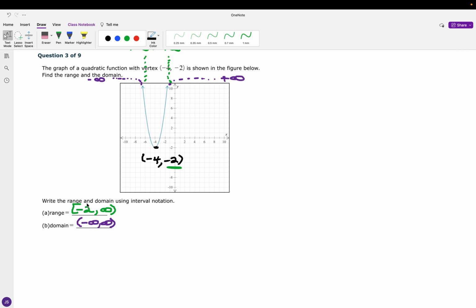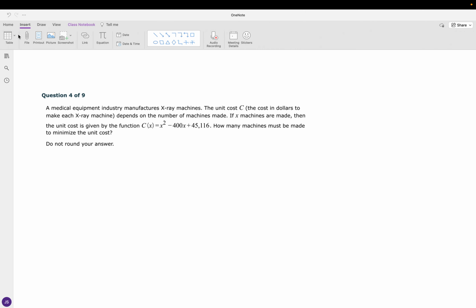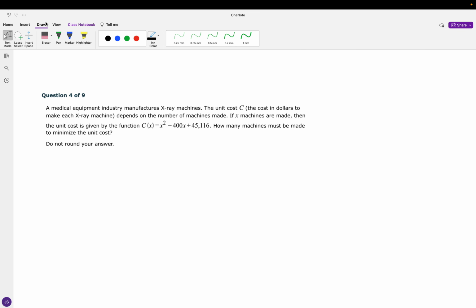Okay. All right, so we have C of X is equal to X squared minus 400X plus 45,116. Now, I can get to the vertex form from the standard form, but I'm going to go a different route in this particular case.